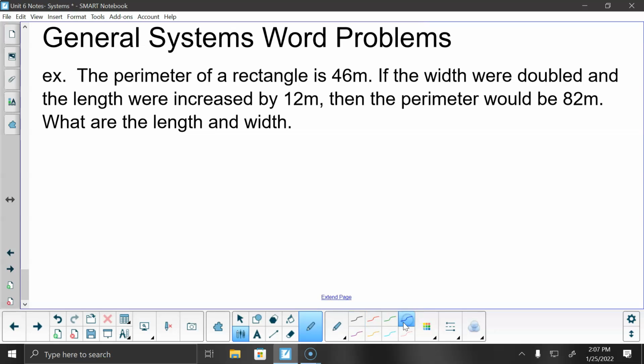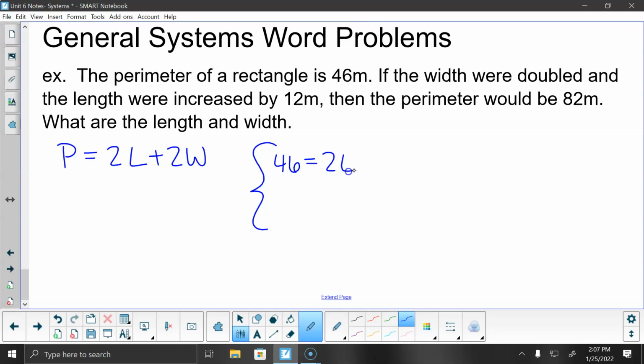All right? So it says the perimeter of a rectangle is 46 meters. All right, how do I find the perimeter of a rectangle? I add them up. So I would have perimeter equals 2L plus 2W, right? So for my first equation, it's 46 equals 2L plus 2W.